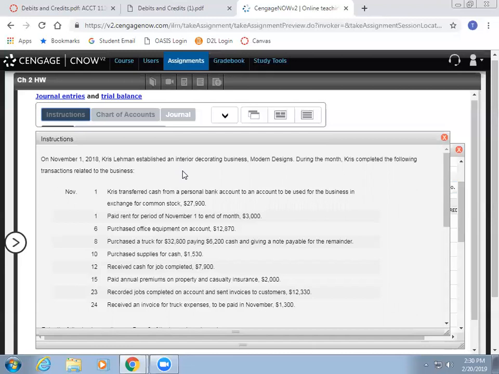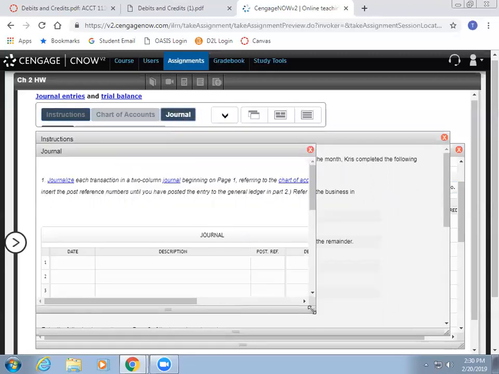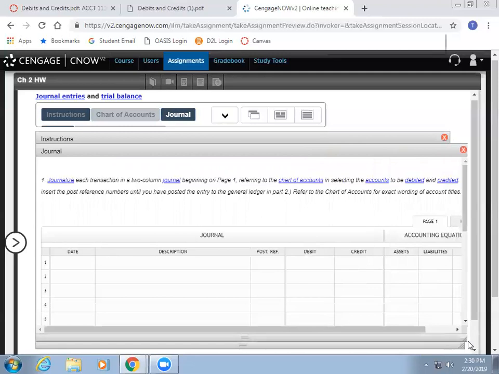Yeah. So like this very first one, Chris transferred cash from a personal bank account to an account to be used for the business in exchange for common stock. So I would always start in my journal, you know, and I would journalize that transaction first.